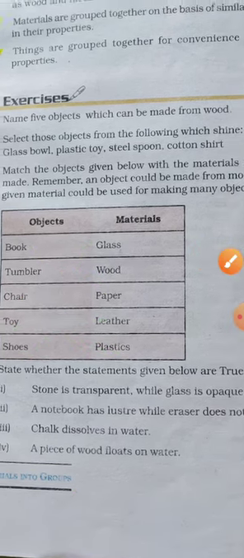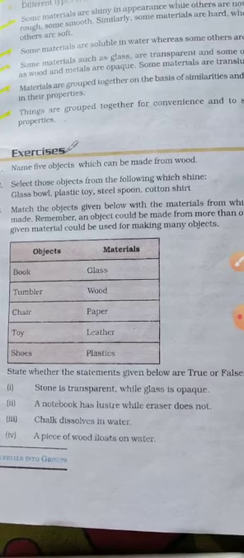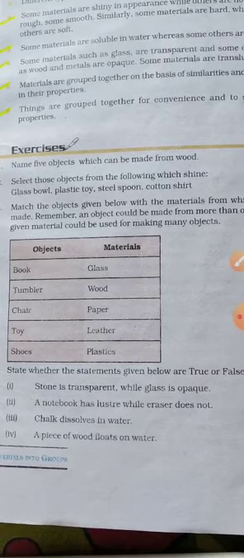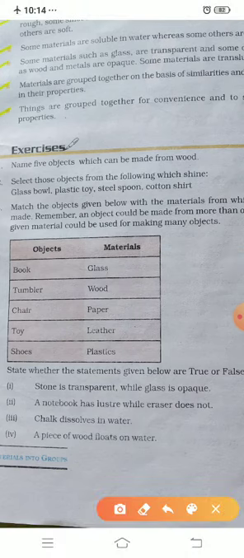Now comes the true or false. Some stone is transparent while glass is opaque. Well children, what do you think? Stone transparent होता है और glass opaque होता है. Is it true? No, it is false. A notebook has luster while eraser does not. This one is also false.